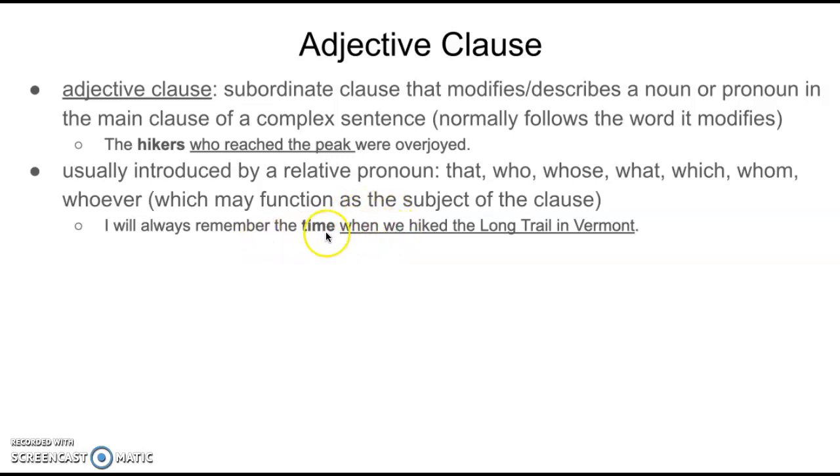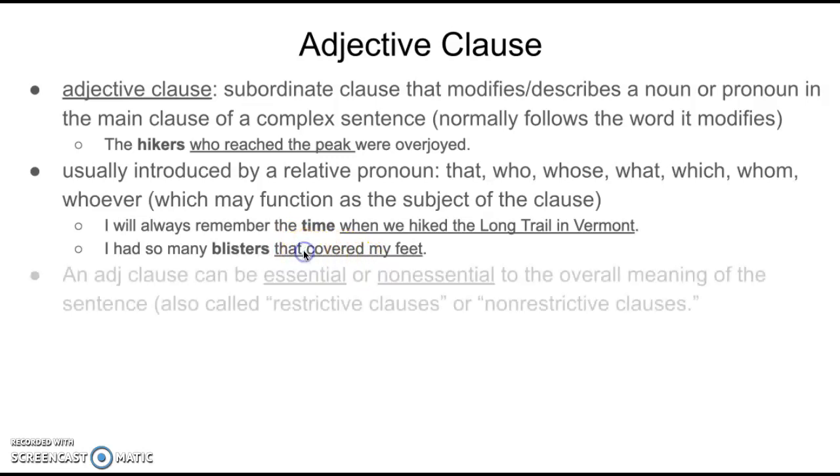I will always remember the time when we hiked the long trail in Vermont. This whole subordinate clause describes a time, which is a noun. I had so many blisters that covered my feet. If you guessed that the relative pronoun in this sentence is that, you'd be correct. And it is functioning as the subject because it comes right before the predicate, covered.